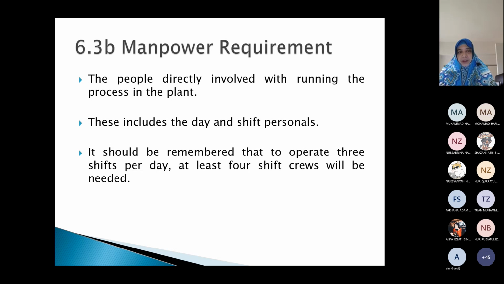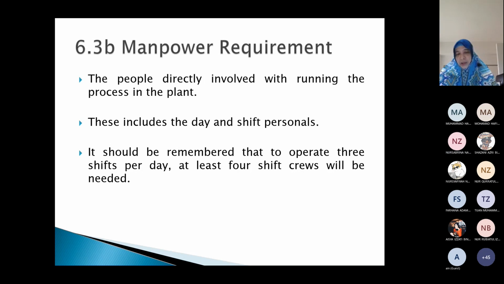So that is also called energy required for the plant. It involves cost in your production. And it should be remembered that to operate 3 shifts per day, at least 4 shift crews will be needed. This means that there's always somebody standing by in the plant. You cannot leave the plant alone.